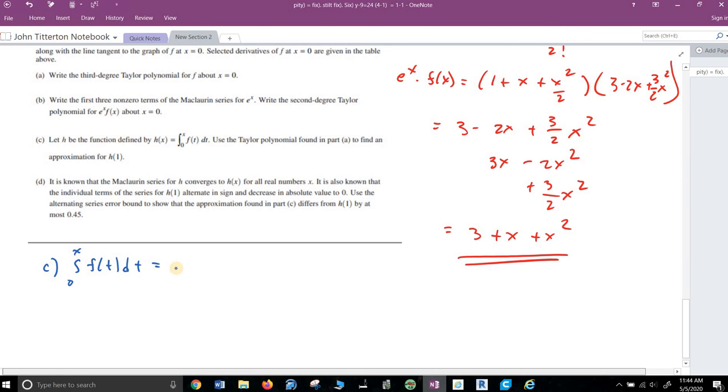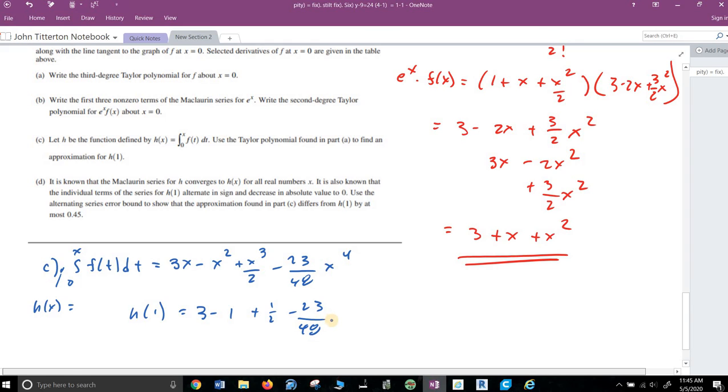equals, and I'll just do it on the fly, 3x minus x squared, because the 2's cancel, plus x to the third over 2 minus 23 over 48 x to the fourth, and that's h of x. I really should have put that in there. H of x equals, and then they say use that to approximate h of 1. 3 minus 1 plus 1 half minus 23 48ths. Using the magic of algebra, I was able to determine that that would get you 97 48ths.